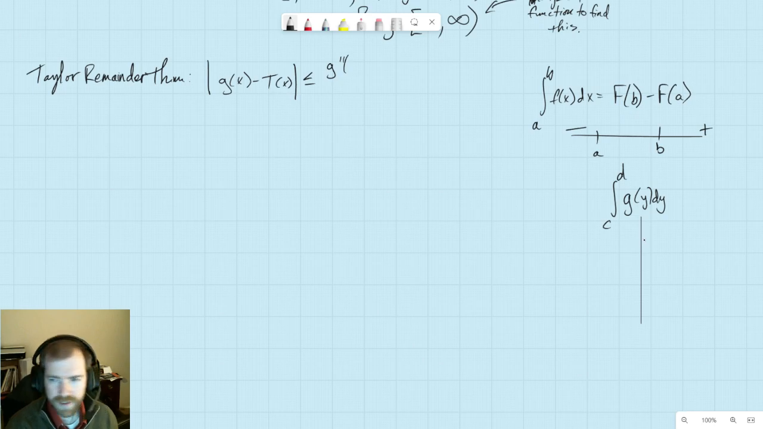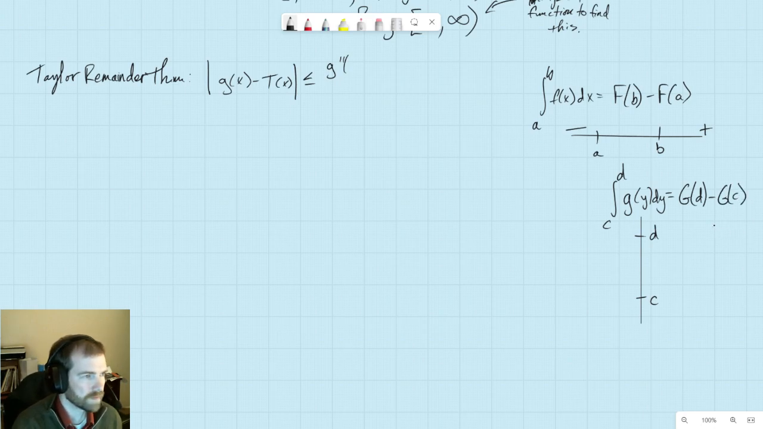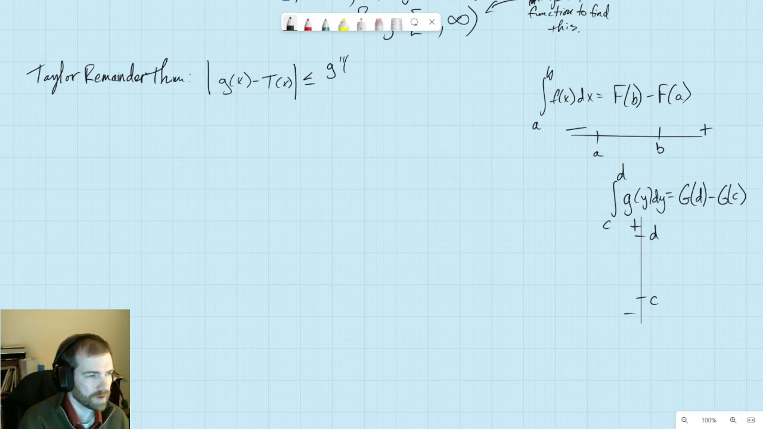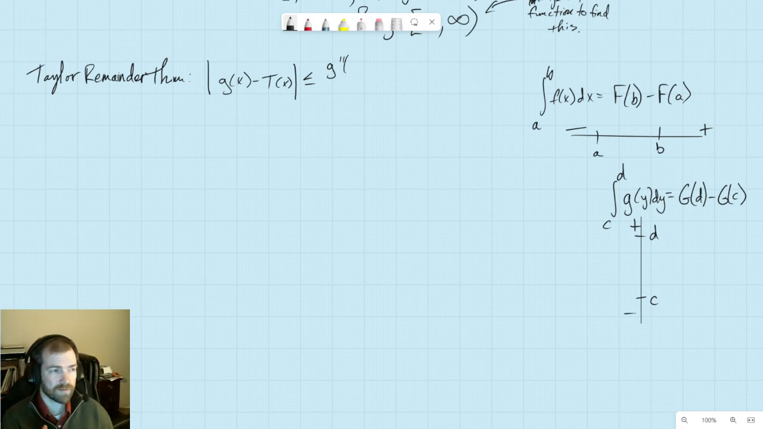So what do you want to do with this? Again, same deal. This is C, this is D. This is going to be g of D minus g of C. So we're always starting with the highest values in the most positive direction, and then subtracting the evaluation at the lower. If you're not doing that, remember that this can trade your limits of integration at the cost of a negative out front.